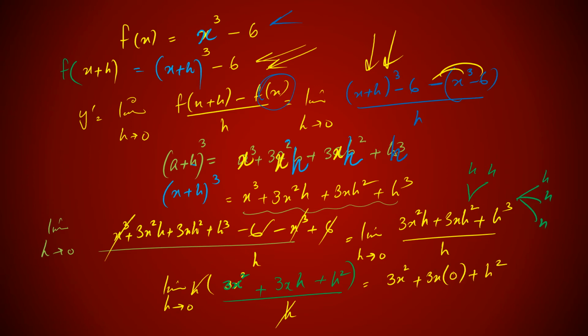Now 3x times 0 gives you 0 and 0 square also gives you 0. So the answer is 3x square, which is the derivative of x cube minus 6.